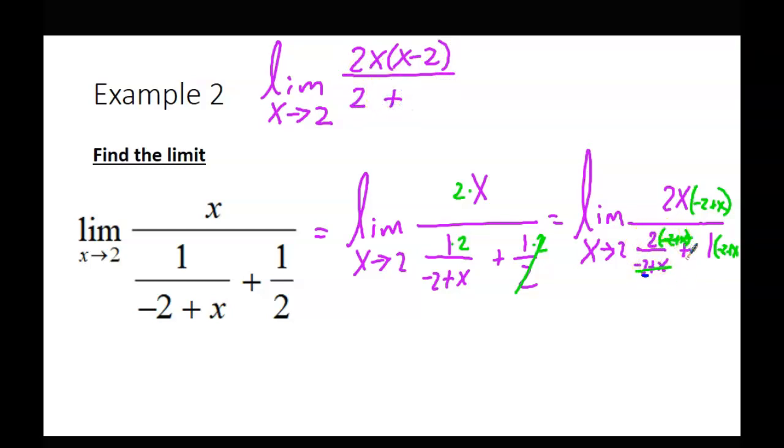And then plus, over here, I've got 1 times -2 plus x, right? Shouldn't that be -2 plus x on the top? Oh, I did it again. You're right. Mr. Bailey.